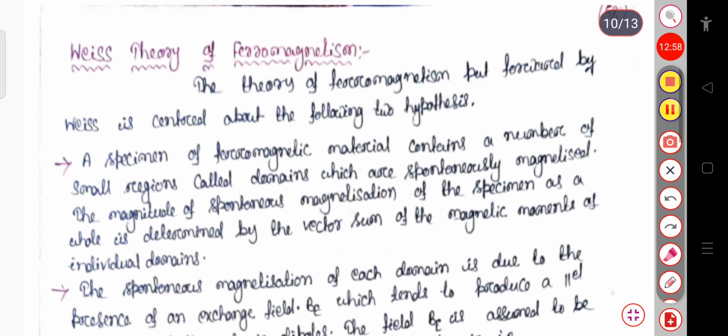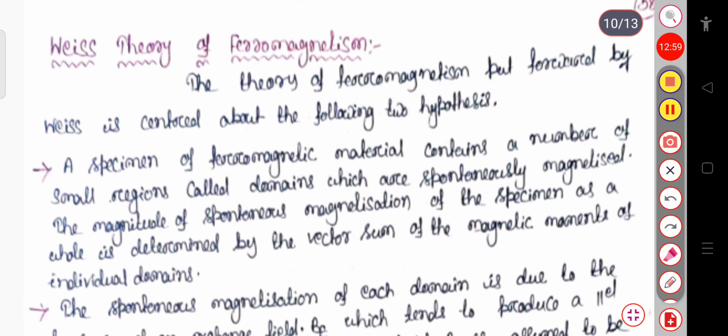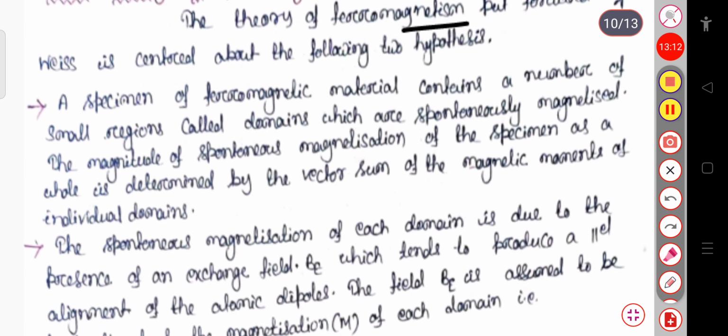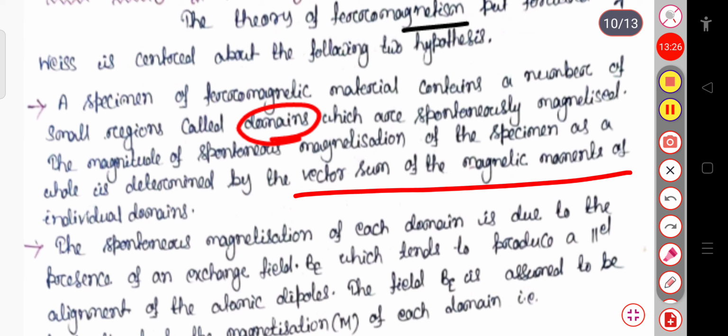Now we will see the Weiss theory of ferromagnetism. The theory of ferromagnetism put forward by Weiss is centered on the following 2 hypotheses. A specimen of ferromagnetic material contains a number of small regions called domains, which are spontaneously magnetized, and the magnitude of the spontaneous magnetization of the specimen as a whole is determined by the vector sum of the magnetic moments of the individual domains.